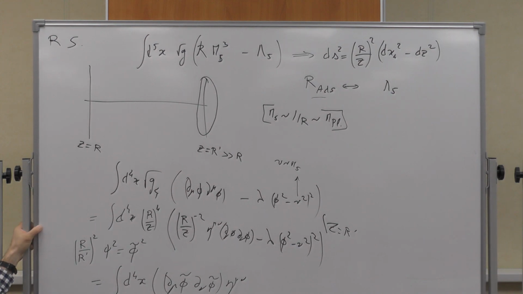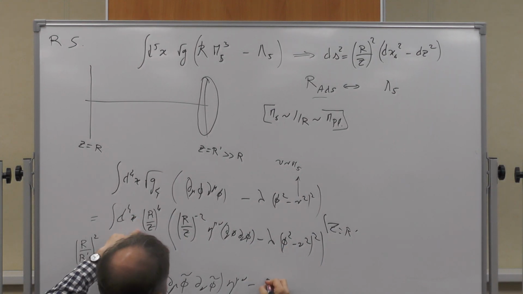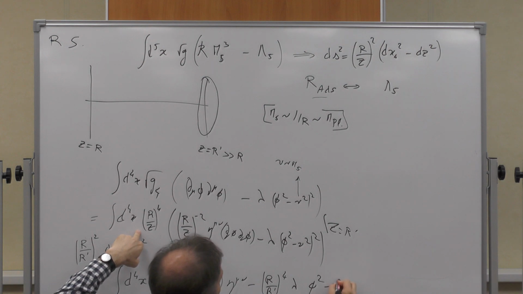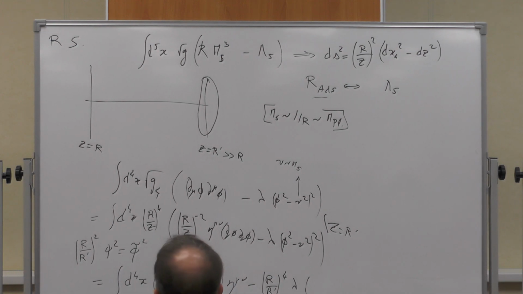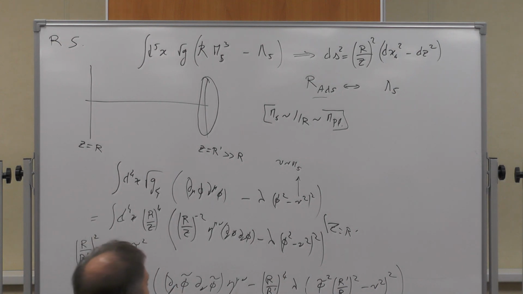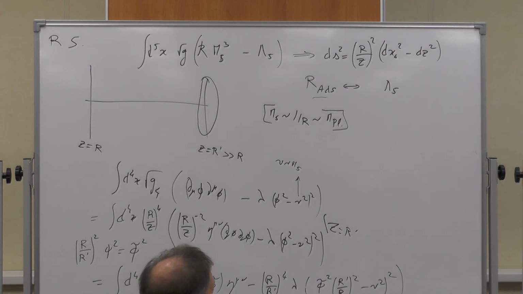What about the other term? Minus (r/r prime) to the 4, lambda, phi squared minus v squared, squared. Now I want to replace phi by phi tilde. So we say that phi squared is phi tilde squared times (r prime/r) squared. You can pull out this extra factor. So this is the usual kinetic term, minus this, where the square will cancel, so it's lambda times phi tilde squared minus (r/r prime) squared v squared, all squared.